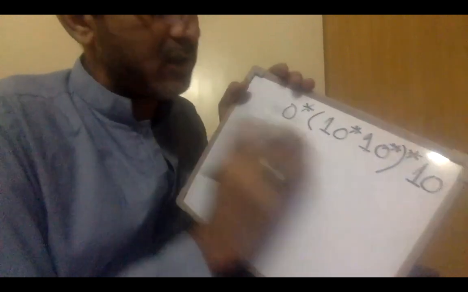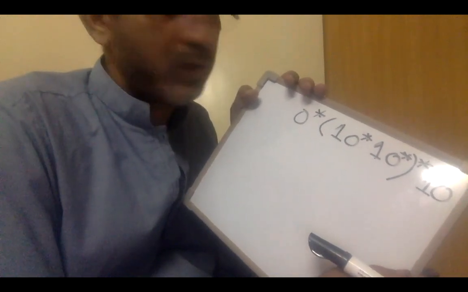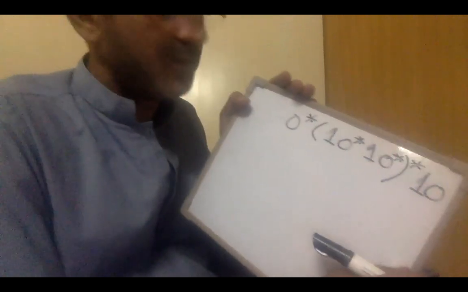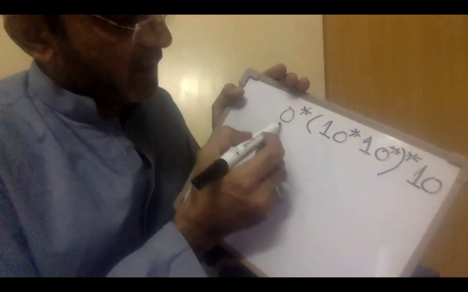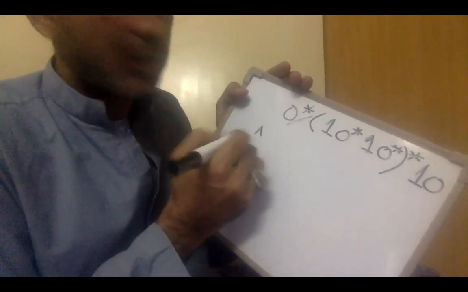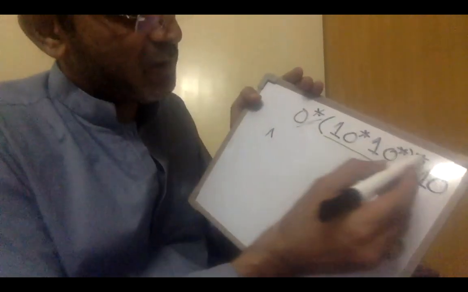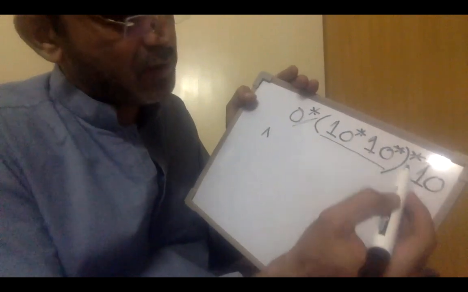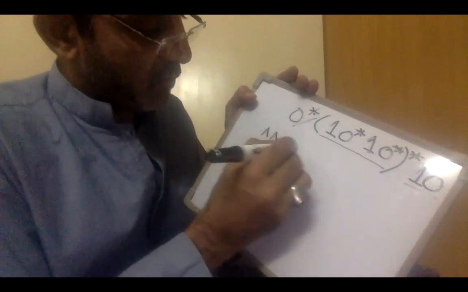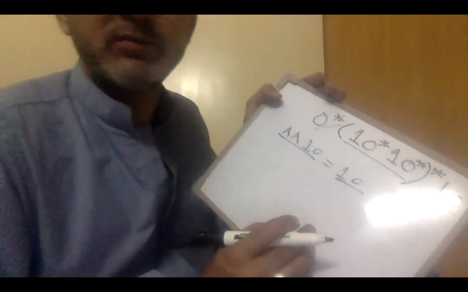Now I have to prove that this is the correct regular expression for the language of strings containing an odd number of ones. So okay, what can I get from here? I can produce null from here. And then what I can get from here at least, this is the whole star, so I can get null from here, and then 10. So I will get 10, which is a valid string.